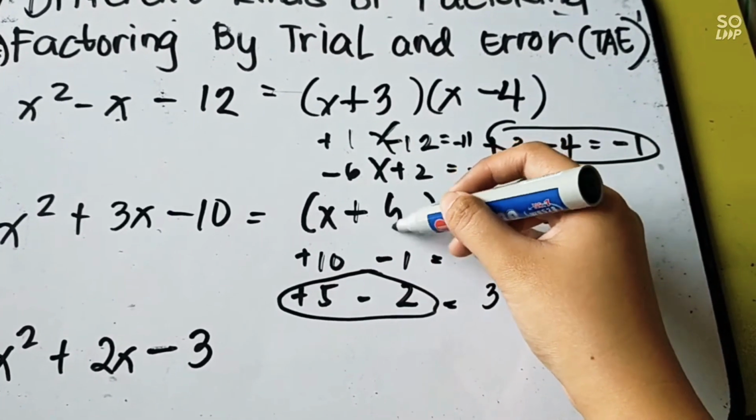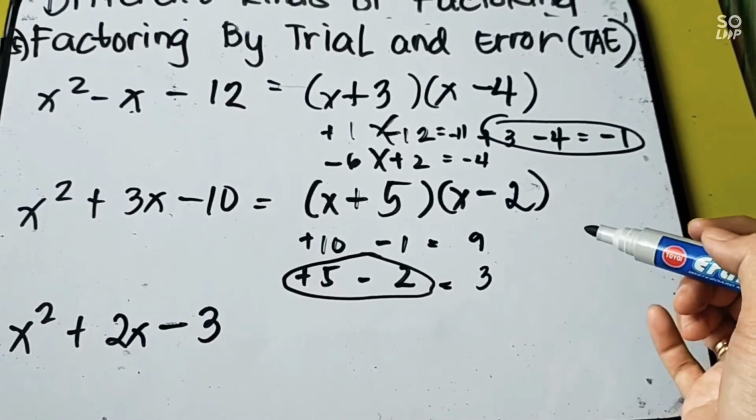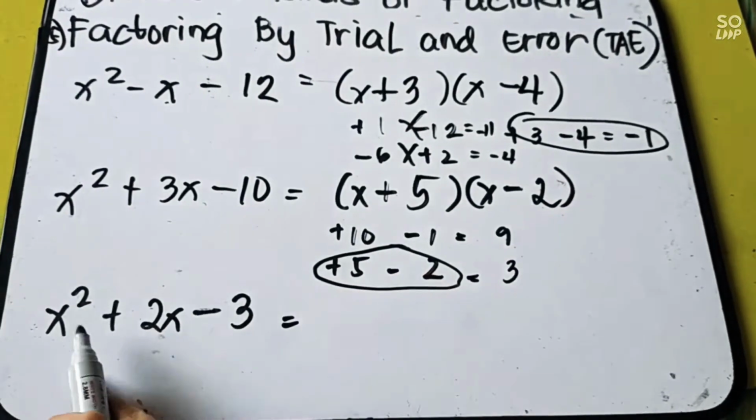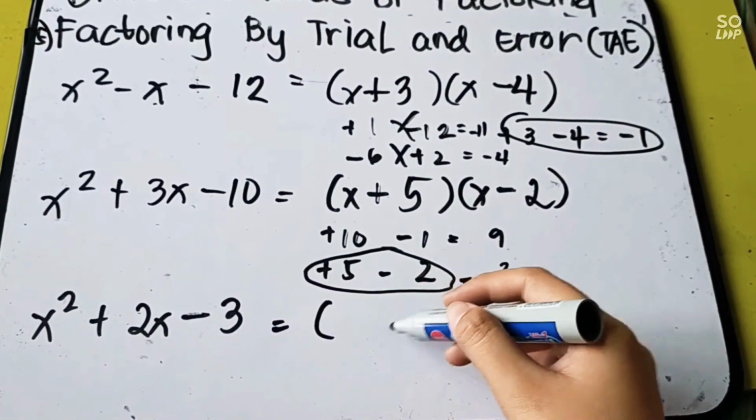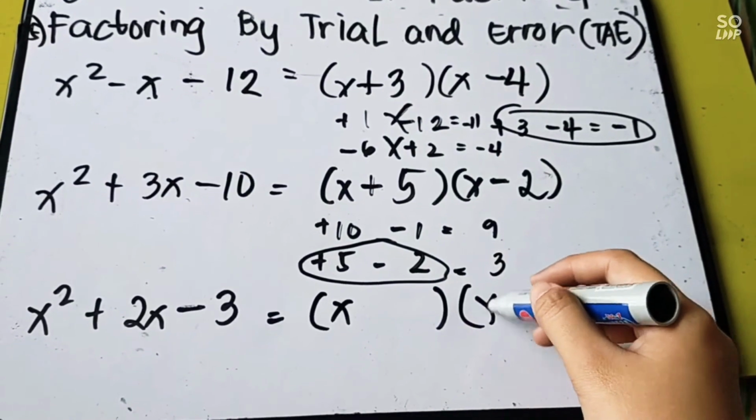So, we have plus 5 and minus 2. So, that's the factor. Is it clear? Next, we have this one. We have factors of x squared. We have x and x.